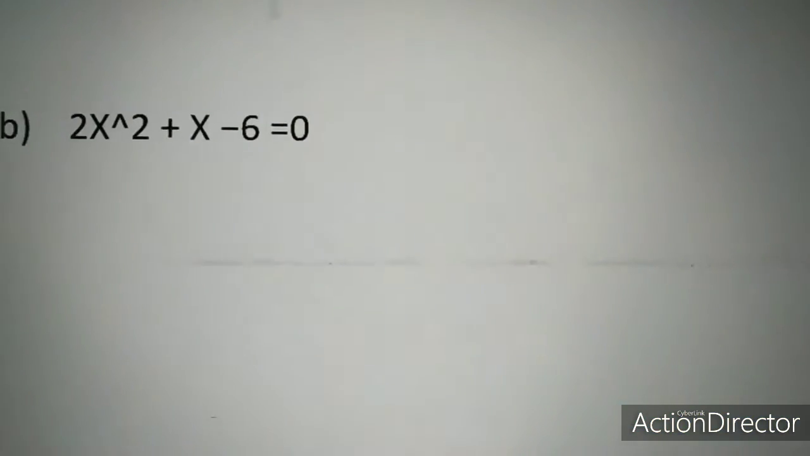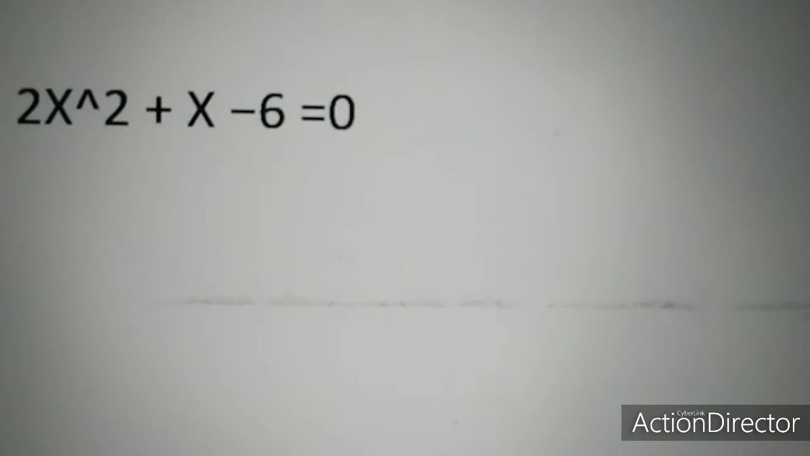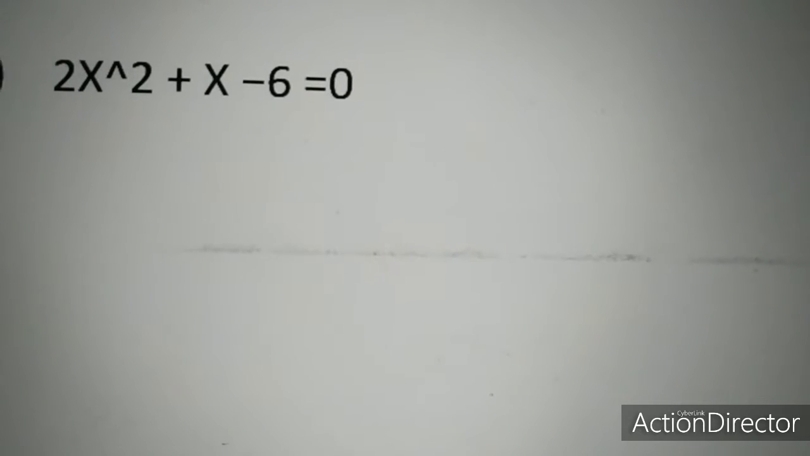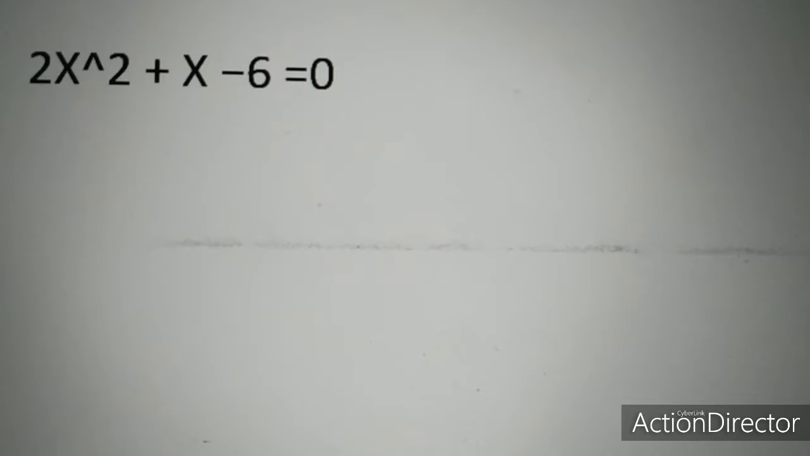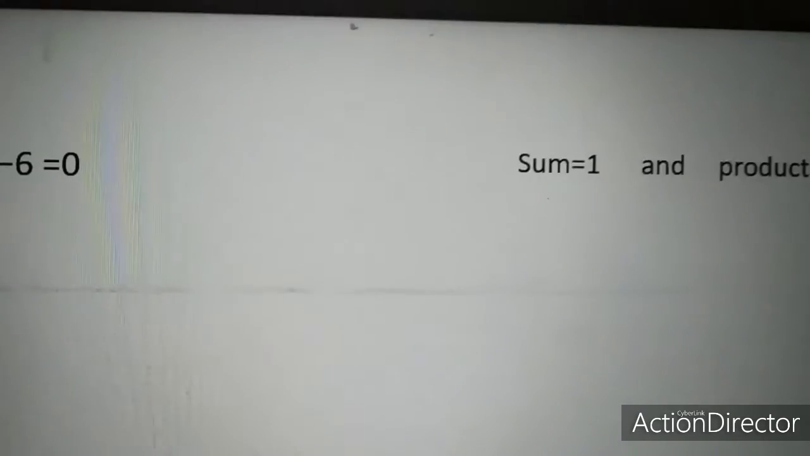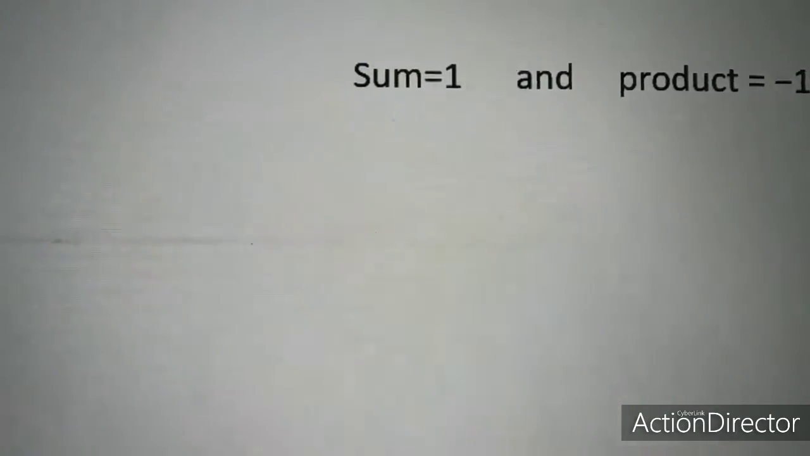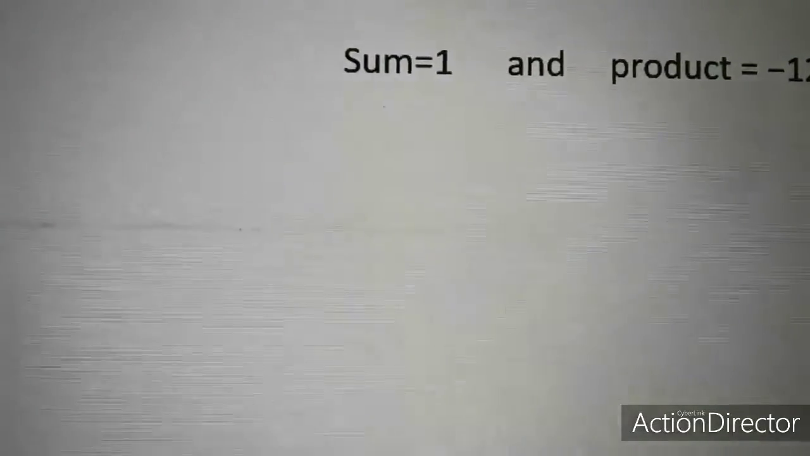Now moving on to the second question. It is 2x square plus x minus 6 is equal to 0. Here a is equal to 2, which is the coefficient of x square, b is equal to 1, the coefficient of x, and c is equal to minus 6. So the sum will be equal to 1 and the product is equal to minus 12. So first let us find the factors of the product, that is 12.